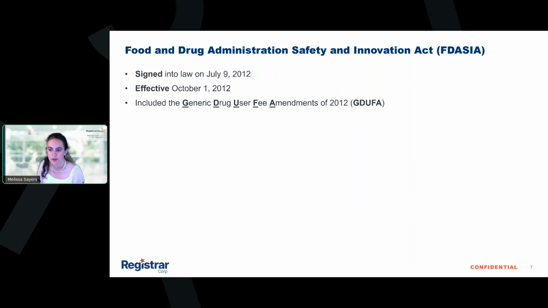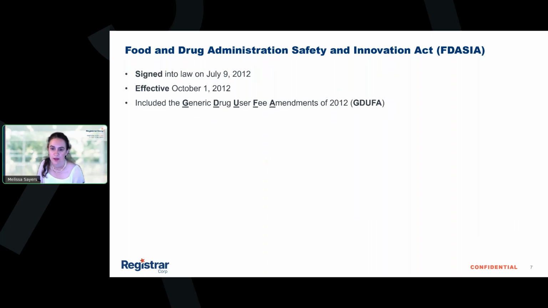GDUFA reflects input during an open process that includes regular public meetings, posting of meeting minutes, and consideration of comments from a public docket. Agreed upon recommendations were sent to Congress, and Congress held hearings on GDUFA that included testimony from FDA, the generic drug industry, and other interested parties.